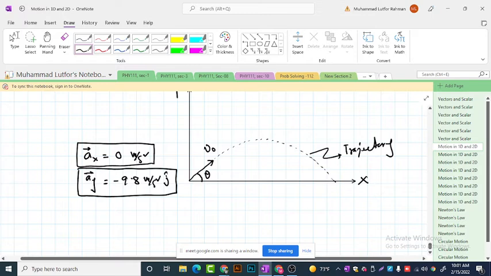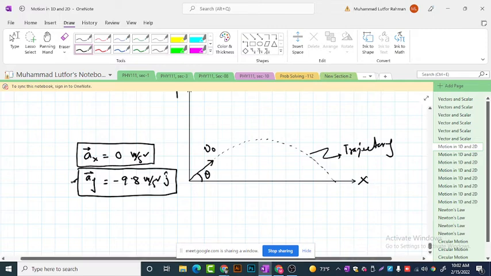Look at this. This system has two types of motion. One is moving at a constant velocity in the x direction, because there is no acceleration, right? And in the y direction, the particle moves at a constant acceleration. The same particle has two characteristics. In one direction, it moves at a constant velocity, that's why its acceleration is 0. And in the vertical direction, or the y direction, it moves at a constant acceleration.